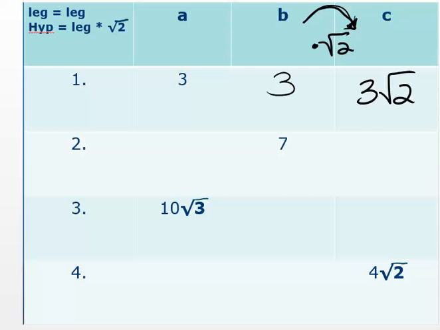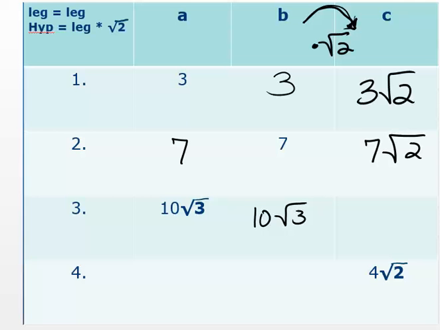Number 2, if B, one of the legs, is 7, again, those legs are congruent. They have equal length. So A is 7. And then to get to the hypotenuse, we're going to multiply by rad 2. So we get 7 rad 2. Number 3, A, the length of a leg, is 10 rad 3. Therefore, B is also 10 rad 3.